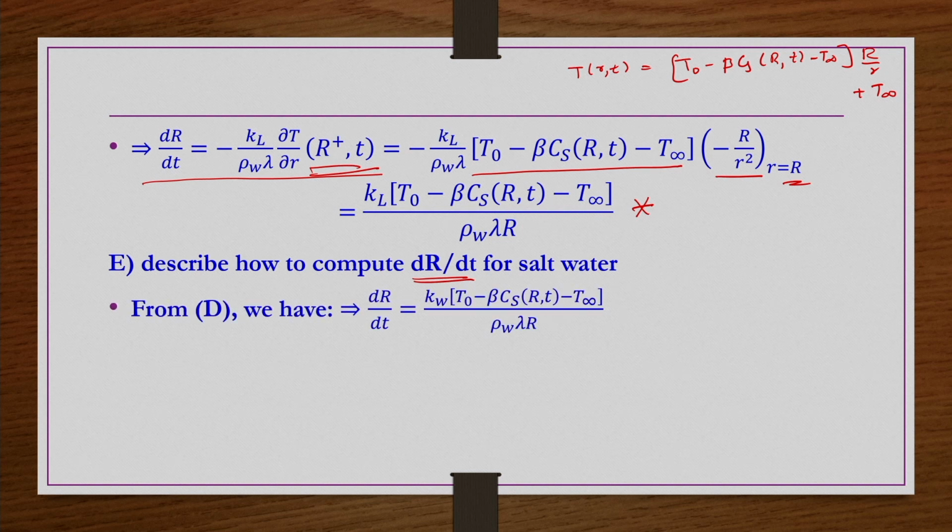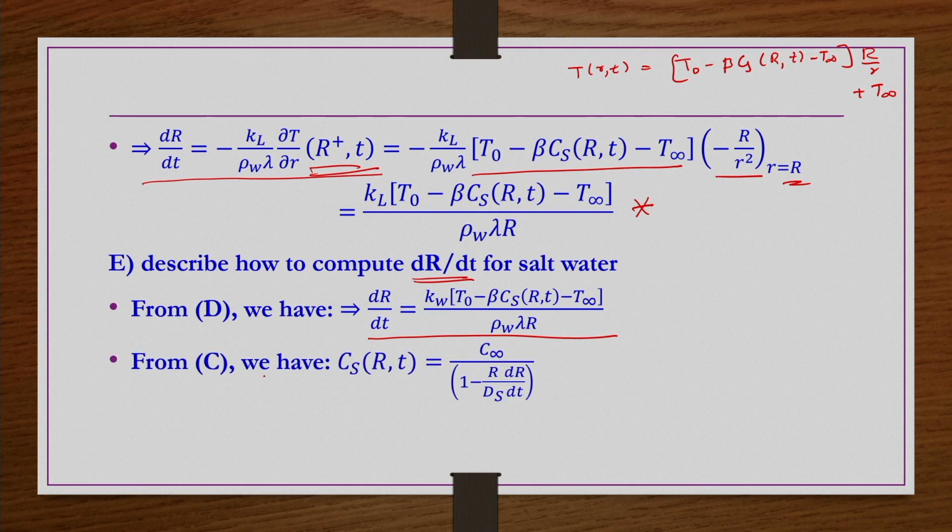So, from the part we have already, dr by dt is this relation. Here in terms of temperature we are getting dr by dt related to the temperature, and then r as a function of time. So, it is already here, and then from the C part, Cs of r comma t, we have already this one. So, you substitute this Cs here, and then take all dr by dt terms to one side and solve this equation to get the final dr by dt in terms of known quantities.